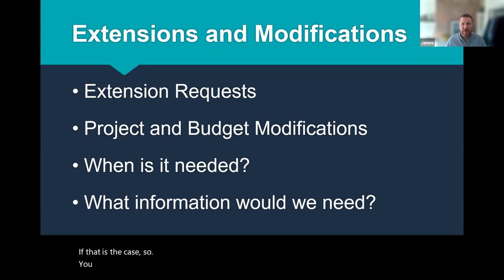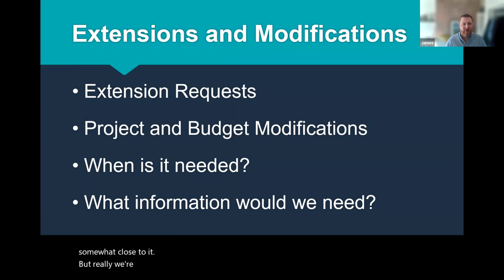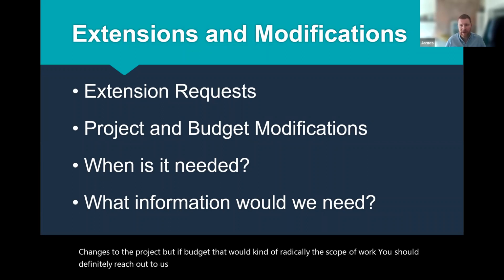We try, I think the best option is to try to complete the projects as originally planned, or somewhat close to it. But if you're going to make changes to the project or budget that would radically alter the scope of work, you should definitely reach out to us. What information would we need in these cases?